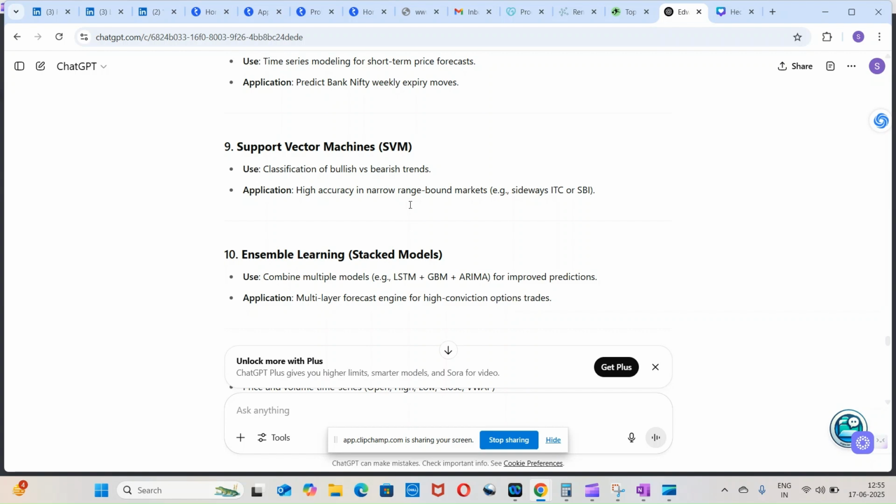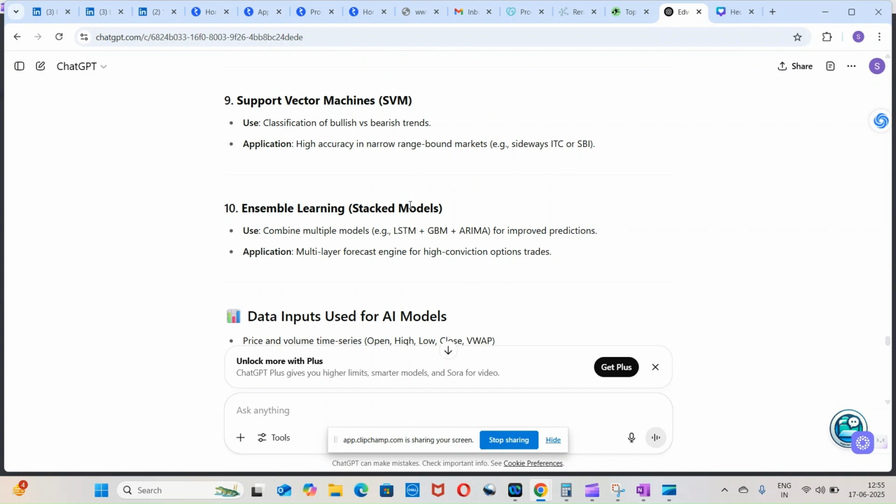Ensemble and stacked models. They combine multiple models like LSTM, GBM, ARIMA for improved predictions. This is a multi-layer forecast engine for high conviction options trades. So these are all the different AI models we have, and we learned a plain English version of these models, and also a detailed deep dive of what these models are and what their uses and applications are.